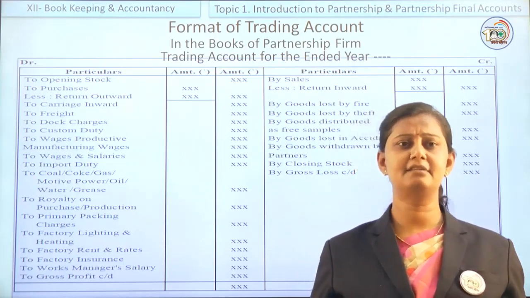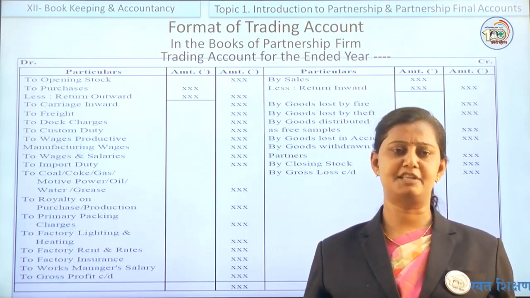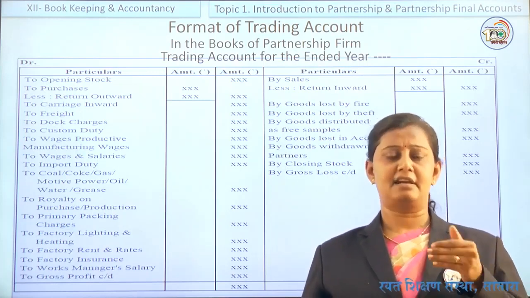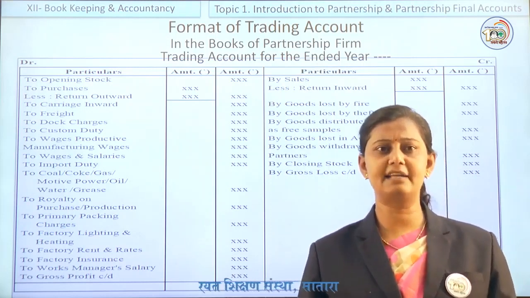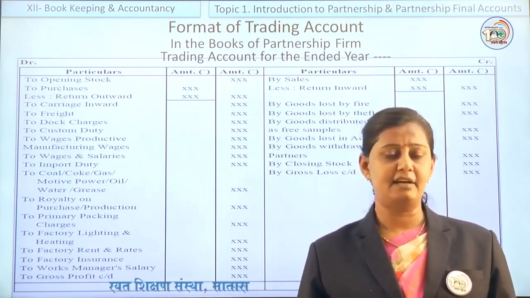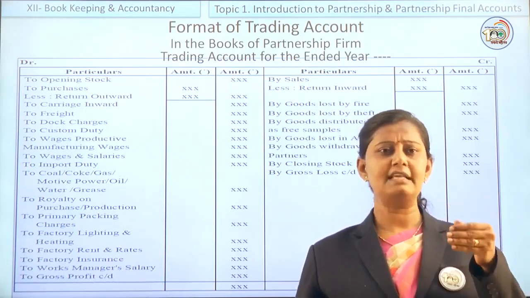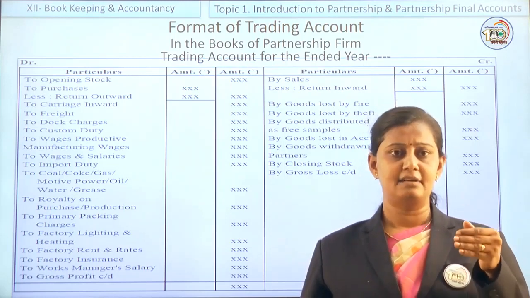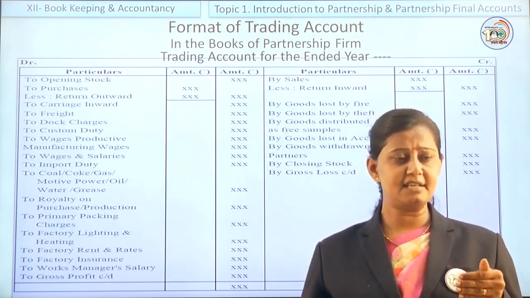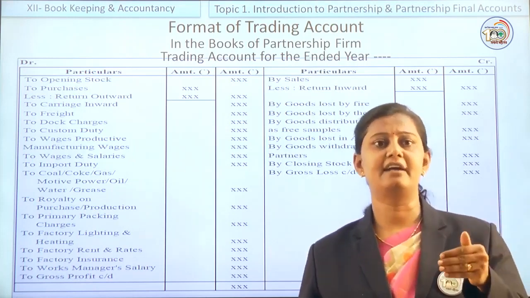Next item is primary packing charges. This is also direct expenses. It is transferred to trading account, debit side. Next one is factory lighting and heating, factory rent and rates, factory insurance. All these items are related to the factory, so they are considered direct expenses and debited to trading account.